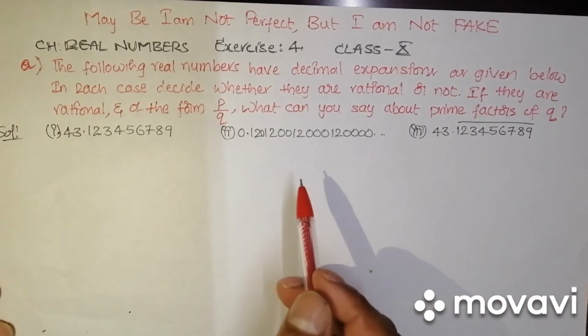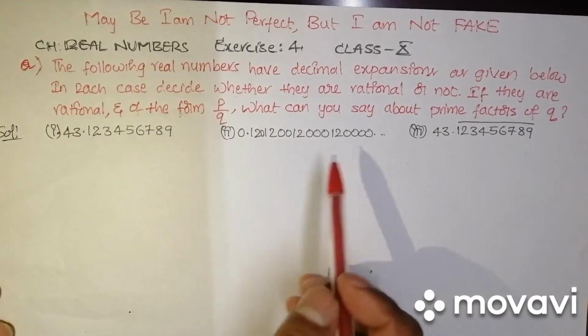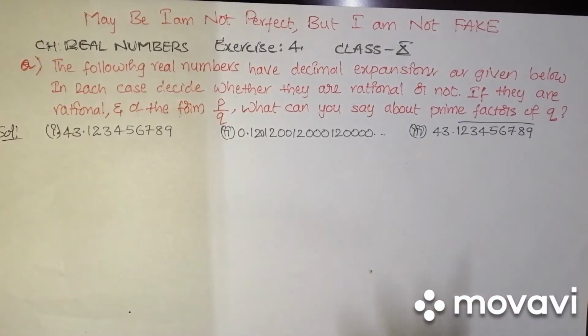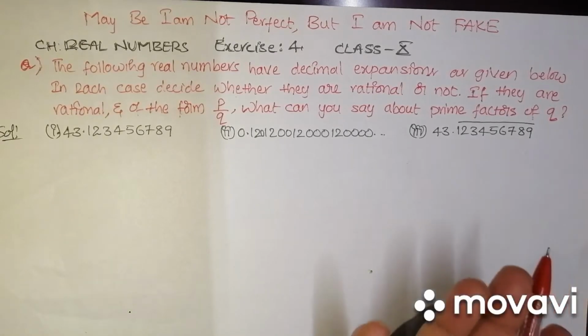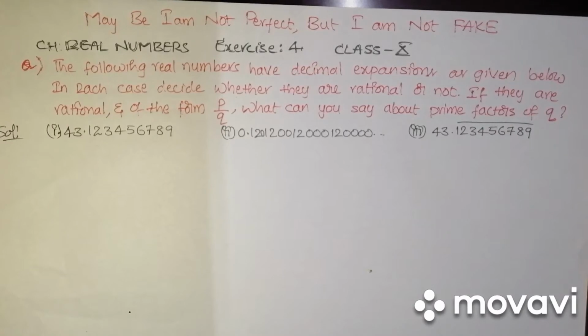If they are rational, of course, they can be written in the form p by q, and we have to say about the prime factors of q, in the sense that we need to check in what way the factors will be for q, which is the denominator. Before going to solve the problem, let us have the basics related to rational and irrational numbers, in the sense of how the decimals will be for rational and irrational numbers.